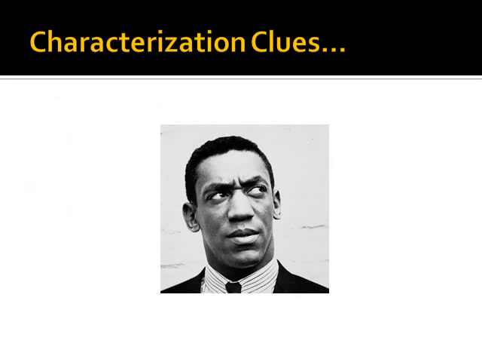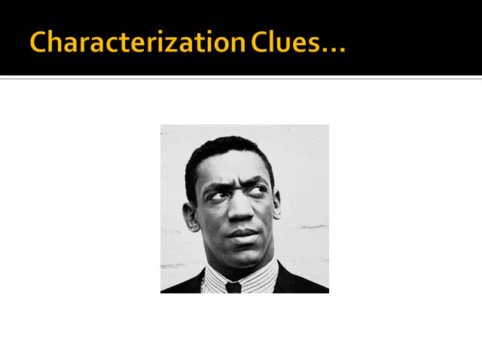Okay, characterization clues. These are the things that we need to look for when we are analyzing the element of character in a story, and how an author can sculpt or build a character over the course of the story. This is a picture of Bill Cosby that I really like. I don't know why. So we're going to use him as our character, okay? So how do we figure out how a character is built?